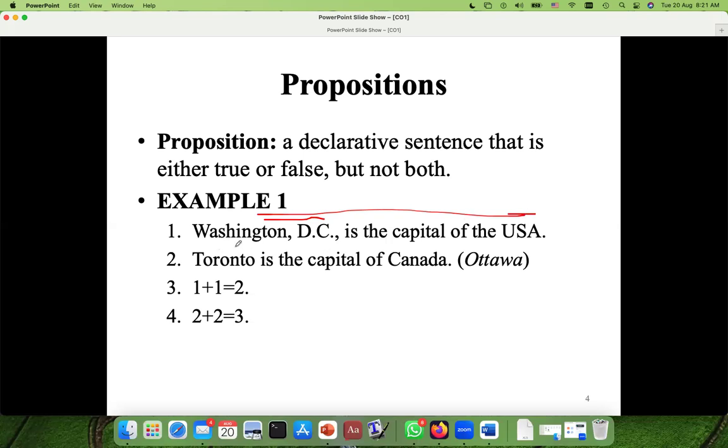And then Toronto is the capital of Canada. No, it is not. I have not started the recording yet. I don't know. No, it's going on, I think.